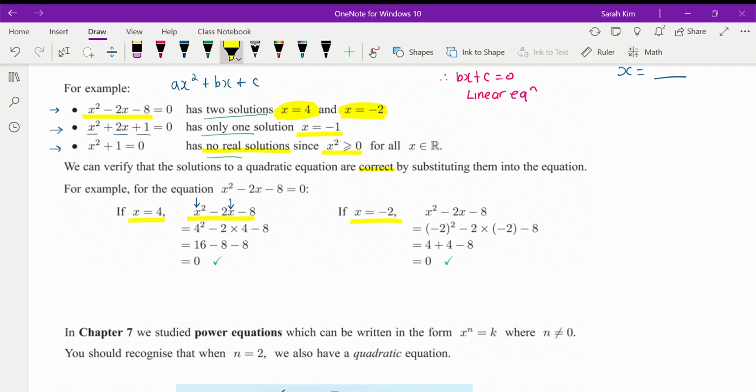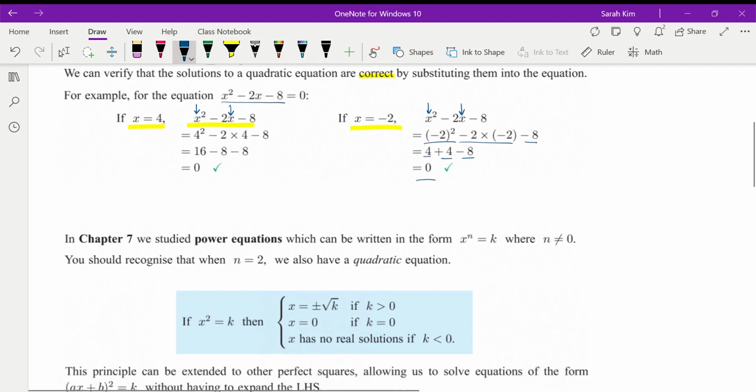Let's try negative 2. Same thing, if I substitute in -2 into these x's, let's have a look at what happens. -2 squared is 4, -2 times -2 is 4, and then -8 is just -8. 4 plus 4 is 8, 8 minus 8 is 0. So there you go. We want that whole equation, when we substitute an x value in, to turn out to be 0. So this is another answer that is correct. Wonderful. So once we find our solutions, x equals something, we can sub it back in to double check to see if it's right or not.